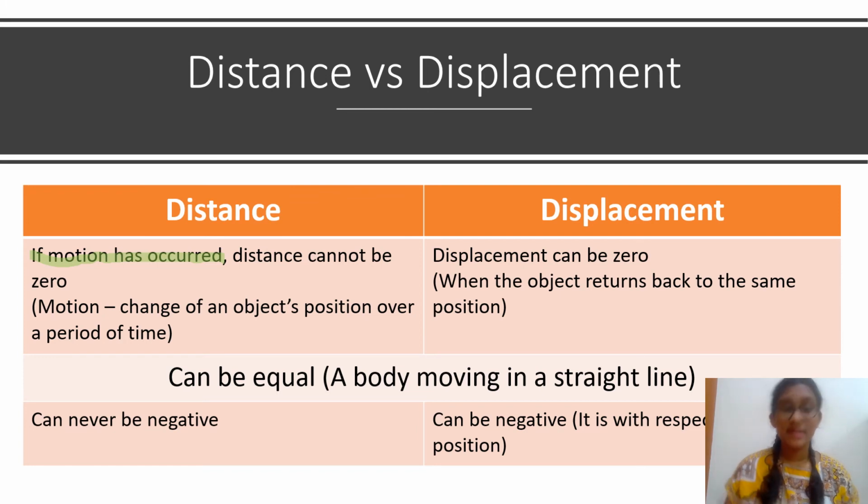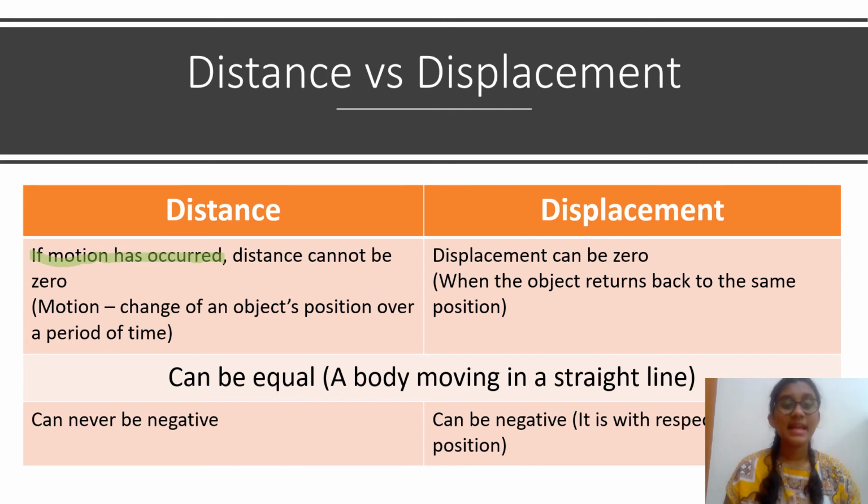Now, distance and displacement can be equal only when the body is moving in a straight line. We saw a car moving from point C to point A through point B. Now the distance covered would be 60 minus 25, and the displacement would also be 60 minus 25. You may rewind the video to just check the image once again. So when the body is traveling in a straight line, there is not much difference because it is moving in a straight line without any deviations. So the distance is always equal to displacement when the body is moving in a straight line.